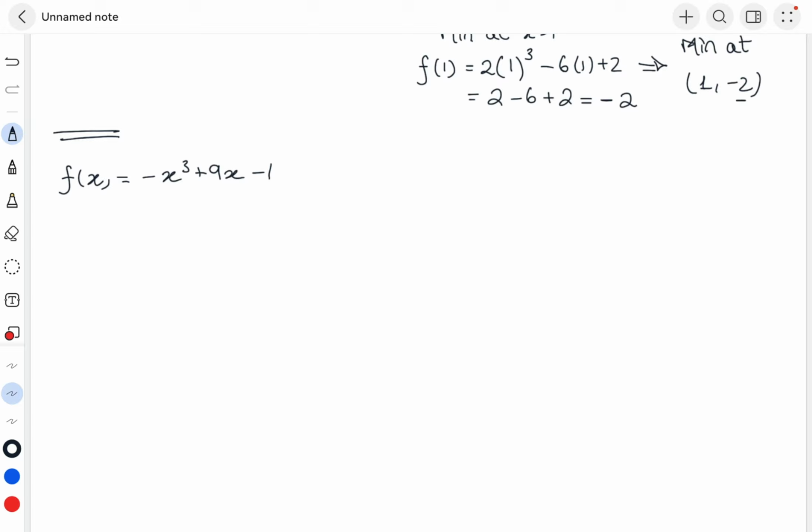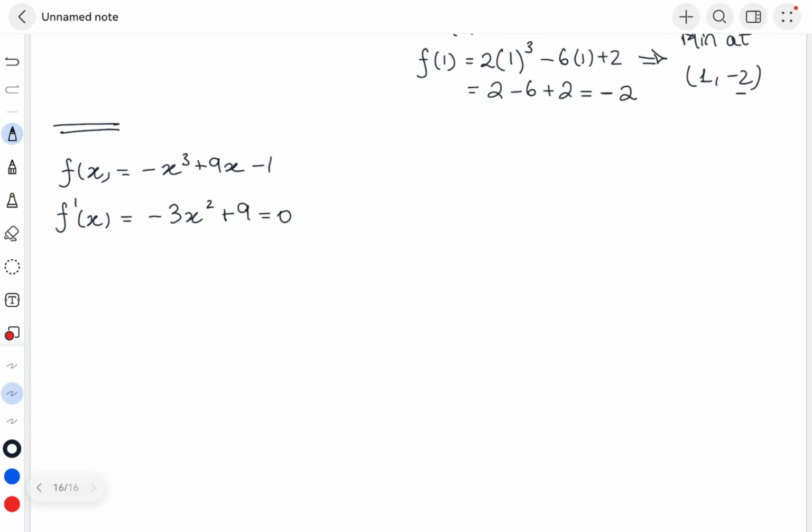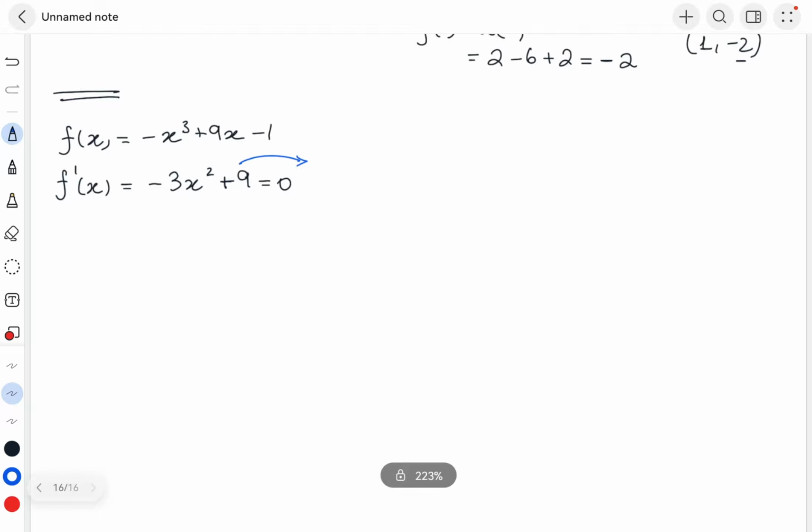As we said, to find when the function is increasing or decreasing and to find the maximum and minimum, we'll need to do f prime of x. So the derivative of it will be -3x squared plus 9 equal to 0. And we equate it equal to 0 to be able to solve for the x values. Now to find x, we'll take the 9 to the other side, which will leave us with -3x squared equal to -9. And now we divide by -3, which leaves us with x squared equal to 3.